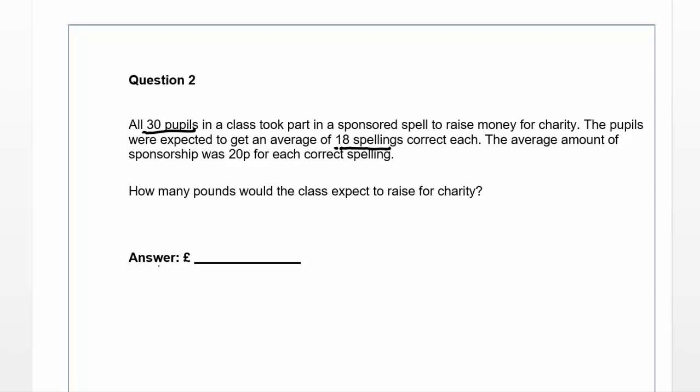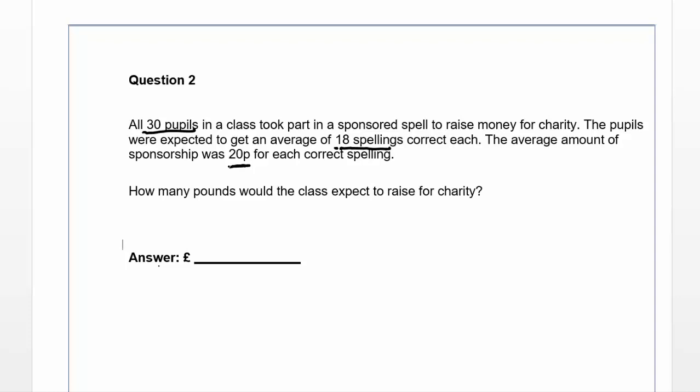The average amount of sponsorship money was 20p for each correct spelling. How many pounds would the class expect to raise for charity? Now with this question, you start off, you ask yourself, what's the question asking me?